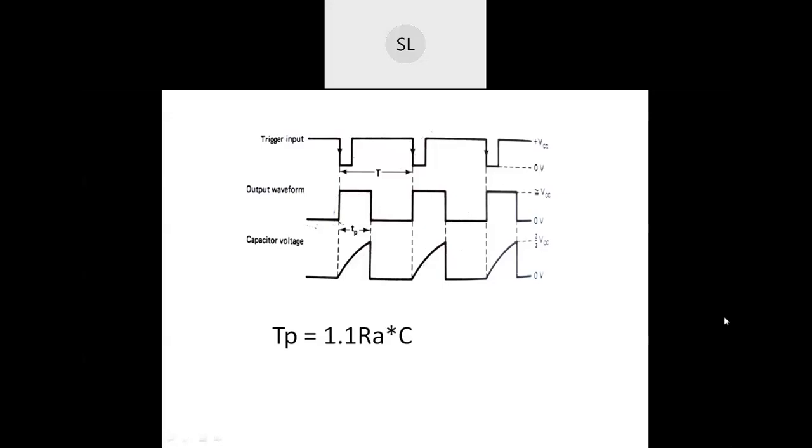Okay, got it everyone? Understood the operation of monostable multivibrator?